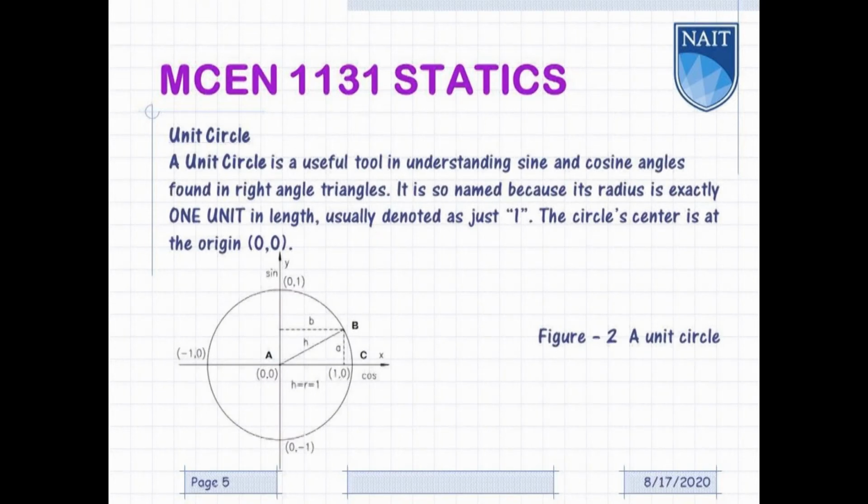Unit circle. A unit circle is a useful tool in understanding sine and cosine angles found in right-angled triangles. It is so named because its radius is exactly 1 unit in length, usually denoted as just the number 1. The circle's center is at the origin, typically labeled 0, 0.